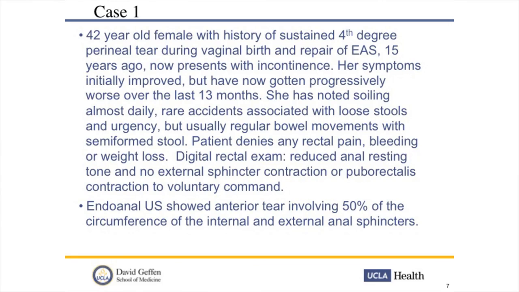All right, so let's start with our case. As you know, all these cases get to be quite difficult because none of these patients come in and tell you one thing. There's usually more to the story. So this is a 42-year-old female who had a history of sustained fourth-degree perineal tear during a vaginal birth more than 15 years ago. She had originally had incontinence and had a repair of an external anal sphincter.